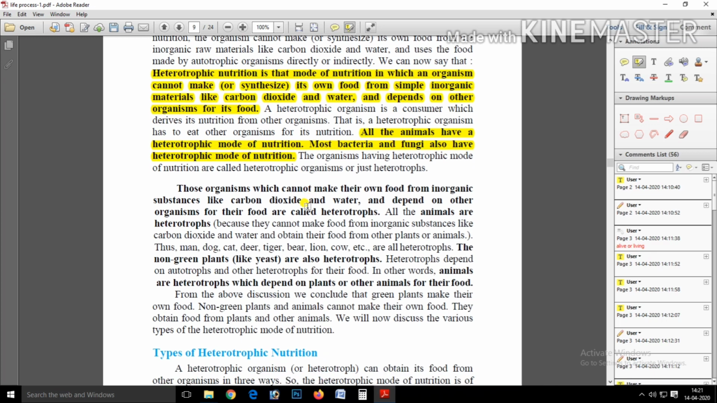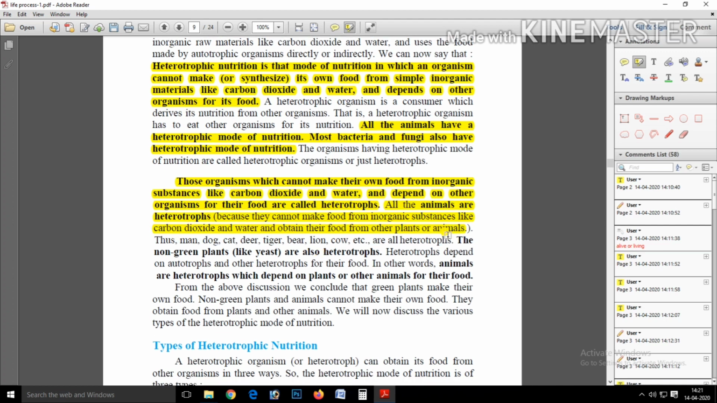Then certain bacteria and fungi are also heterotrophs. So we can say those organisms which cannot make their own food, they are called heterotrophs. All the animals are heterotrophs. And some non-green plants like yeast, they are also heterotrophs.